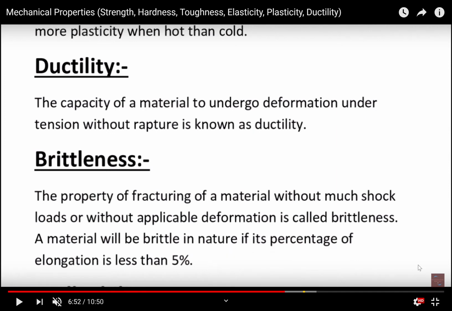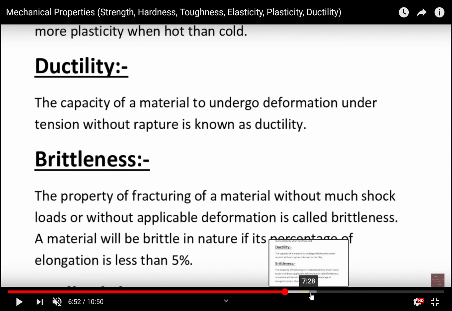Brittleness. A substance is brittle if it can't bear much of a shock. So the property of fracturing of a material without much shock or without deformation is called brittleness. A material will be brittle in nature if its percentage of elongation is less than 5%. So if you can't pull it out more than 5% of its length, it's deemed to be brittle. And we know that certain types of glass are brittle. They won't absorb much of a shock, which is why you've got heat treatment processes in glass and other processes like the Gorilla Glass process, which is, as we know, an ion transfer process. All of those things try to reduce the brittleness of the actual material.